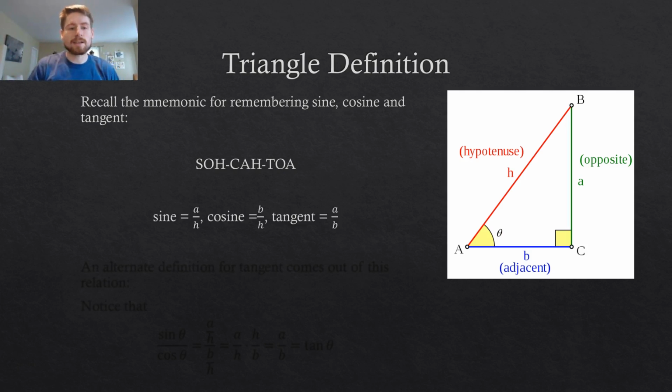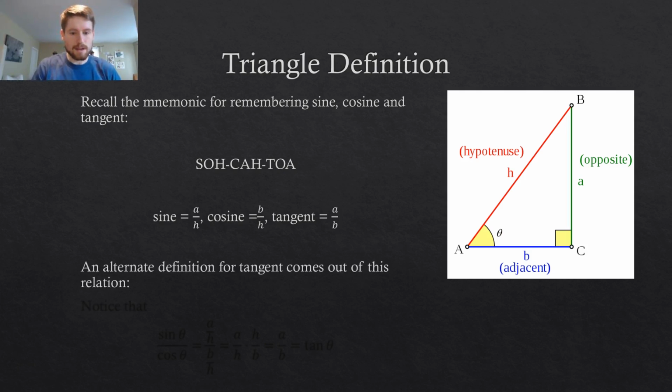So given the side lengths we have here in my diagram, A and B are opposite and adjacent, and H is the hypotenuse. That tells us that sine of theta is going to be A divided by H, the opposite over the hypotenuse. Cosine is B over H, adjacent over hypotenuse, and tangent would be A over B. Okay, so there's an alternate definition for tangent that comes out of this relation, that tangent is opposite over adjacent.